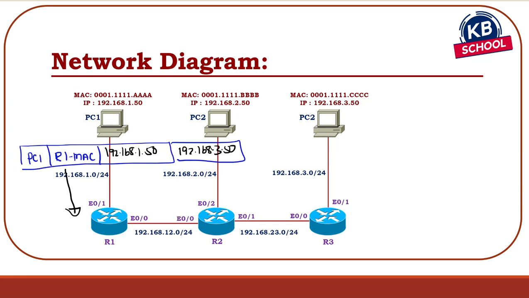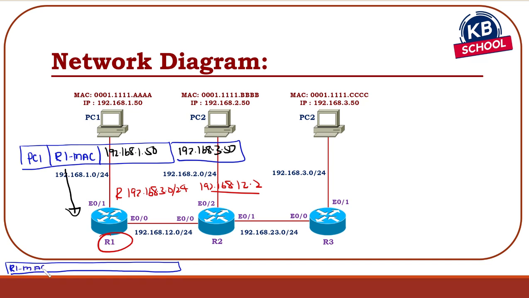The first thing it does is take the blue part out, the PC1 and R1 MAC, and look at the routing table. The routing table would tell it that if it wants to reach 192.168.3.0, the next hop is 192.168.12.2. So now R1 will check the MAC address for 192.168.12.2, either in the ARP cache or by sending a request. R2's MAC address will be found. This is where R1 will rewrite the header, and it looks like this now.